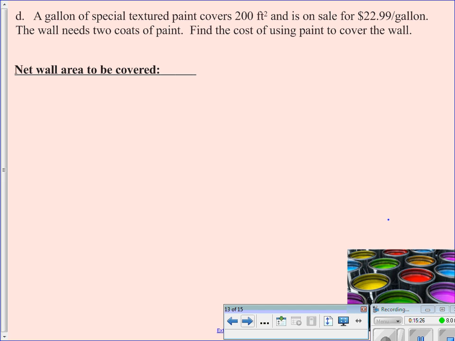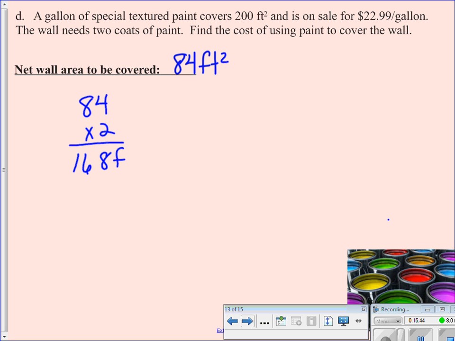Well, how much? What was the area? 84. So then that wall was 84 feet squared. But I have to do it twice. So 84 times 2, 168 feet squared. So that's how much paint I need. What will 1 gallon cover?